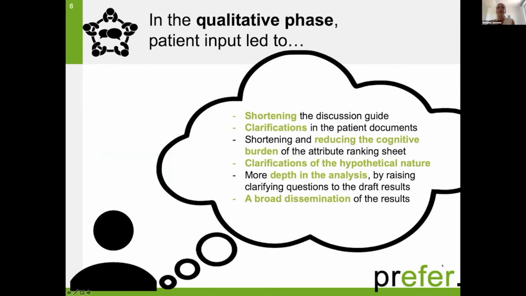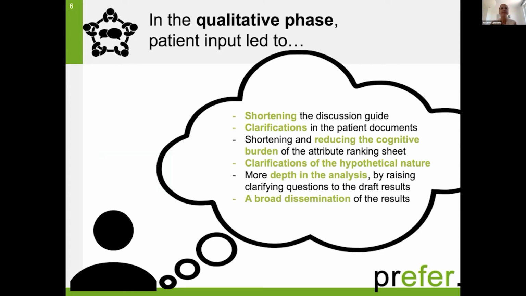So that is why we performed a patient preference study consisting, first of all, of a qualitative phase, as Isabel explained, and afterwards of a quantitative phase. And so here I will reflect on what type of changes patients actually led to, both in the qualitative study phase and in the quantitative study phase.